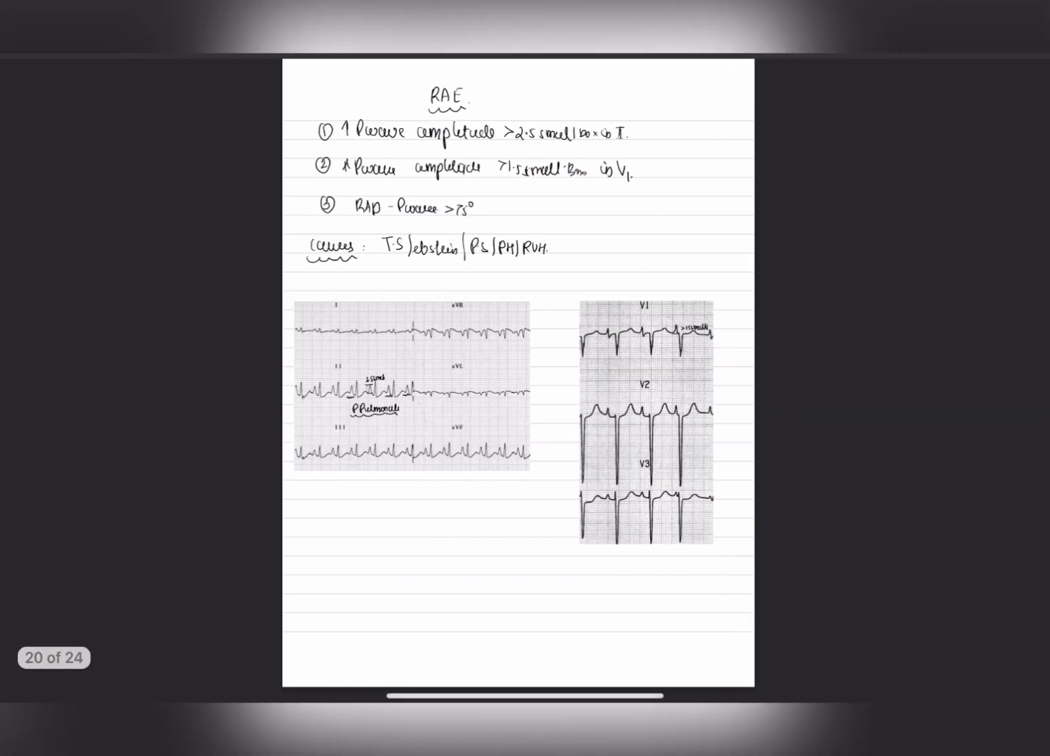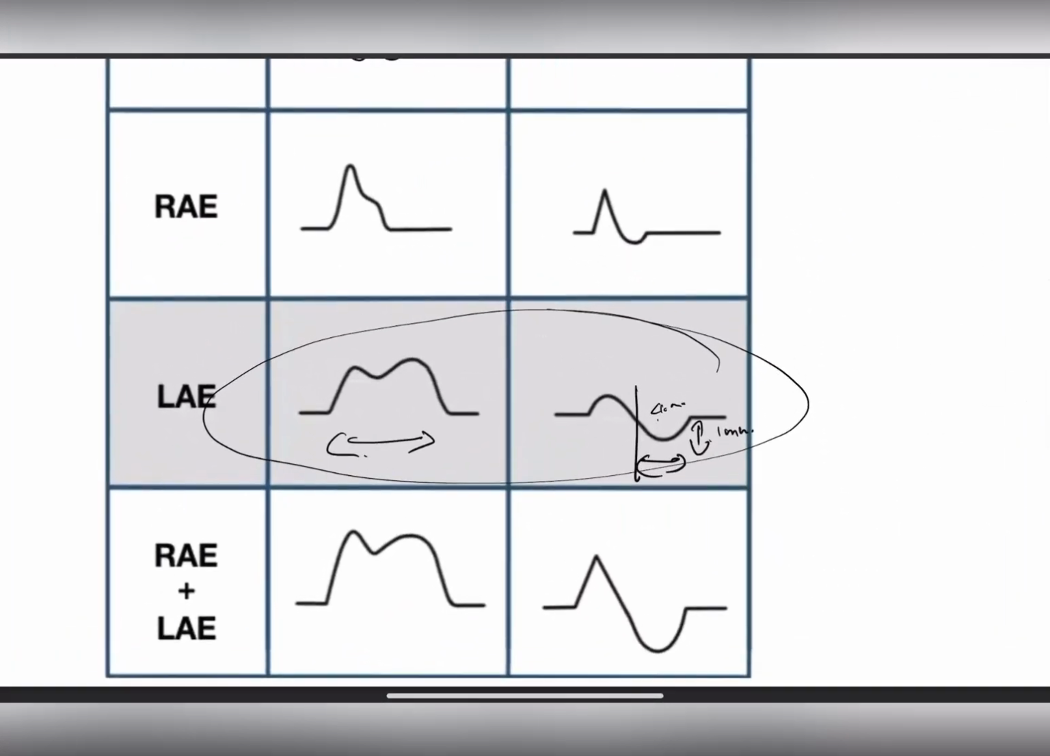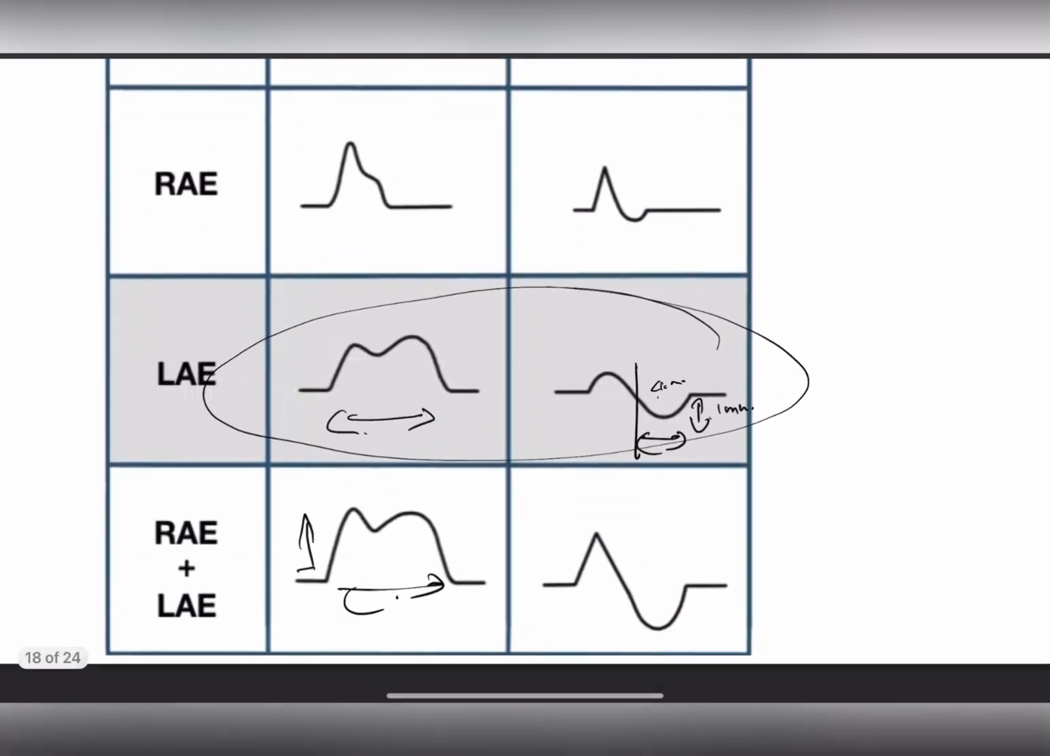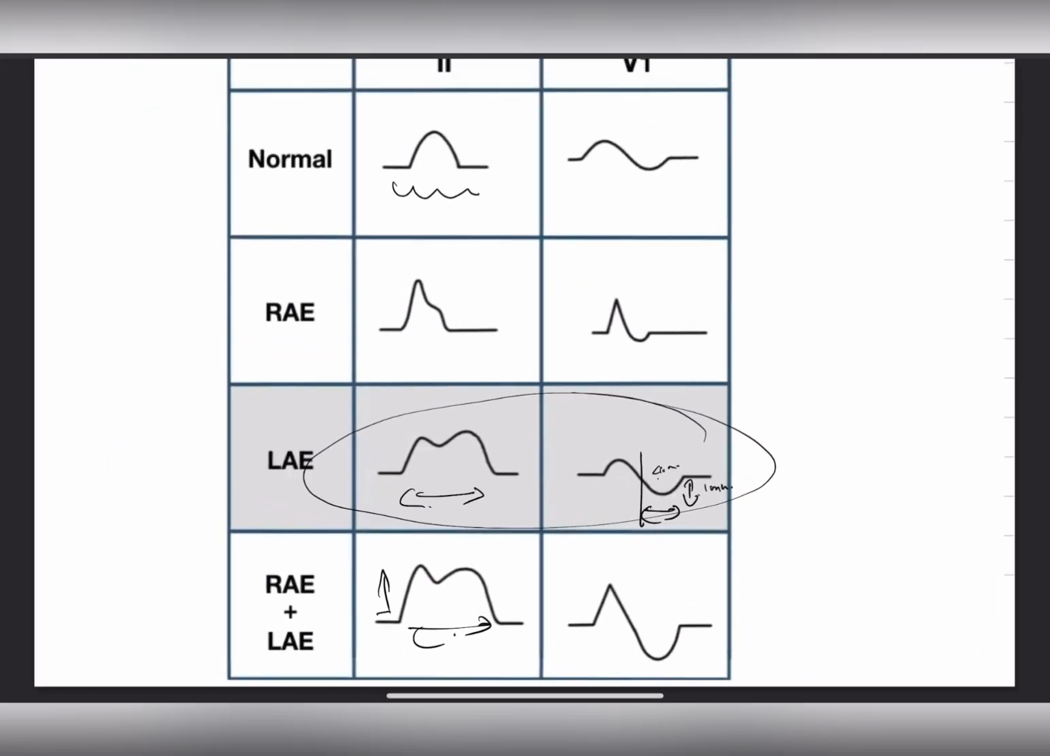What is bi-atrial enlargement? It's a combination of both of these, where both the height as well as the width can increase. If you see, this is a normal ECG, this becomes wider than the normal ECG, and this becomes taller than the normal ECG. So this is an example of both right atrial and left atrial enlargement.